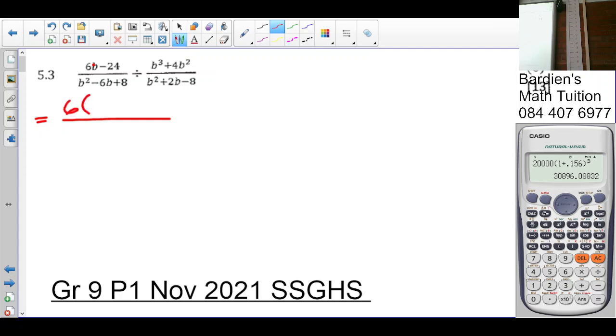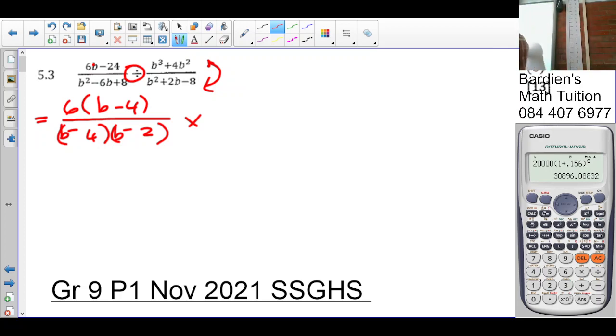We got 6 into b minus 8 over... Now, there's a trinomial. 4. Sorry, my mistake, 4. So there's a trinomial at the bottom. So it's b and b, 4 and 2. The bigger one both must be negative. We change that to multiplication. What's going to happen? Swap that around. Double and times. So the numerator, which is b cubed plus 4b squared, what can be done there? b squared is common. I'm left with b plus 4.